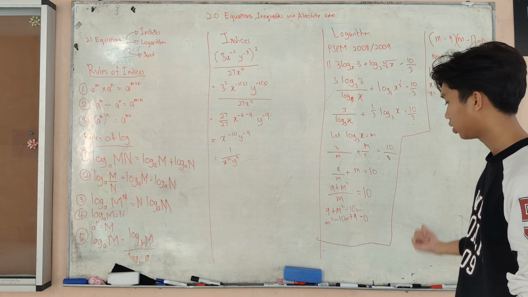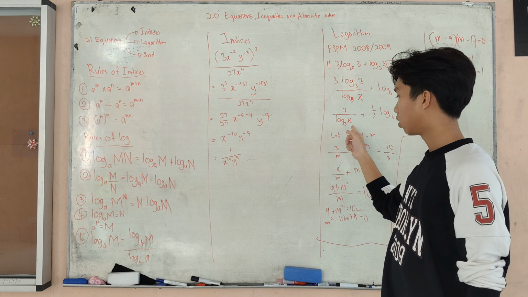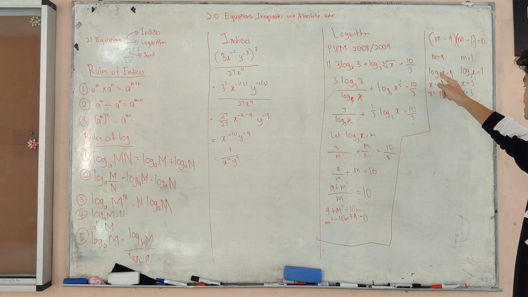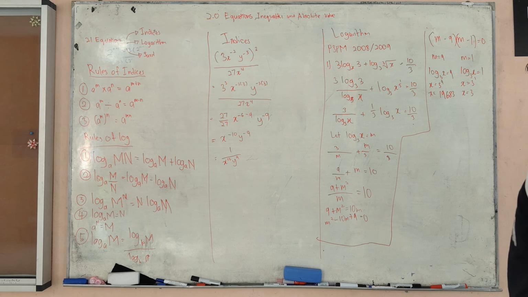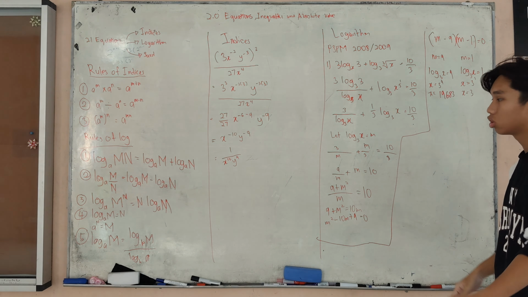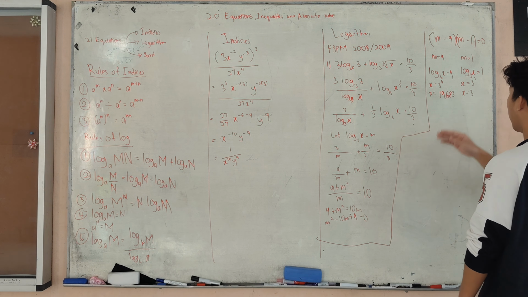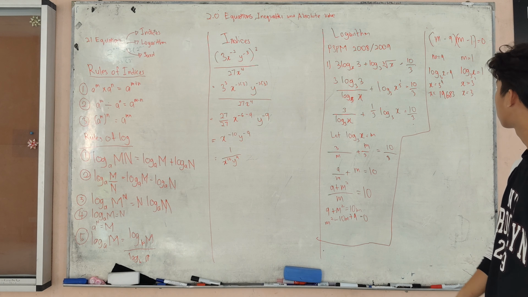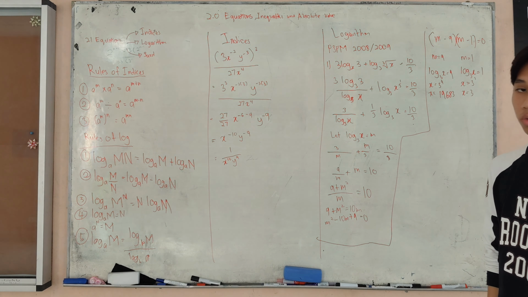From this quadratic equation, we will get m equals 9 and m equals 1. Then we just change m back to the log form. So we'll have log 3x equals 9, and from the basic log formula, we get x equals 3 to the power of 9, so x equals 19683. And when m equals 1, we'll have log 3x equals 1, so x will be equal to 3.